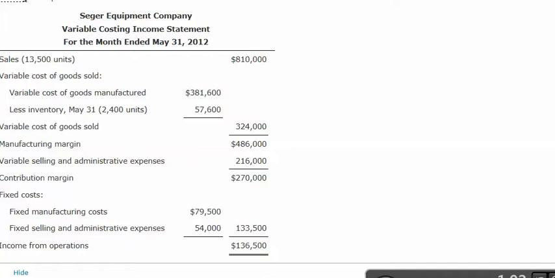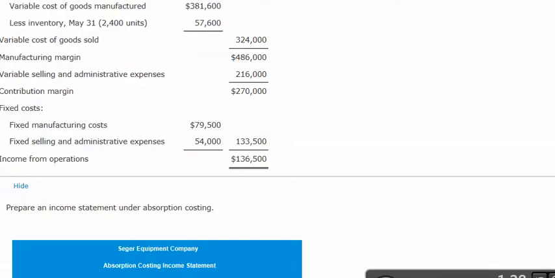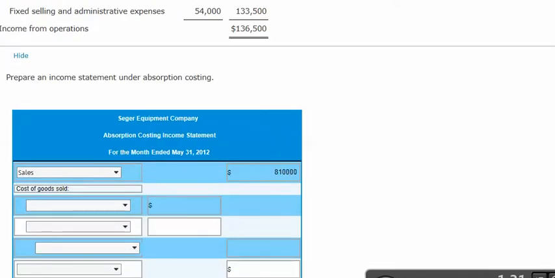So if I add those two numbers together, I'm going to add the $381,600, sorry. I'm going to add that to the $79,500. So I'm taking my variable cost of goods manufactured, $381,600. I'm adding the fixed manufacturing cost of $79,500. That is a total of $461,100. And that's my cost of goods manufactured then under absorption costing.